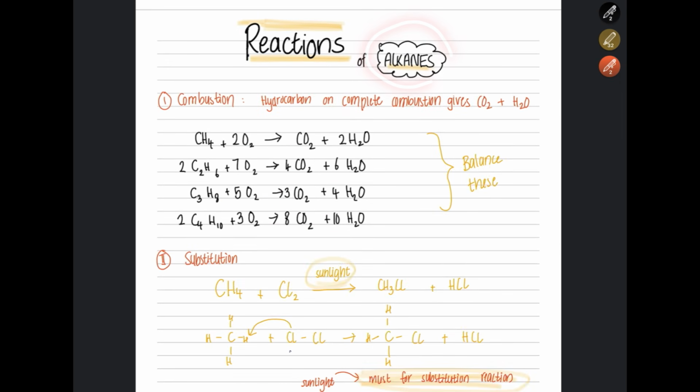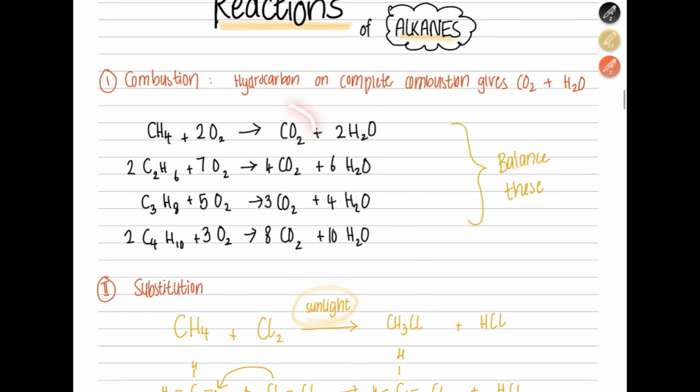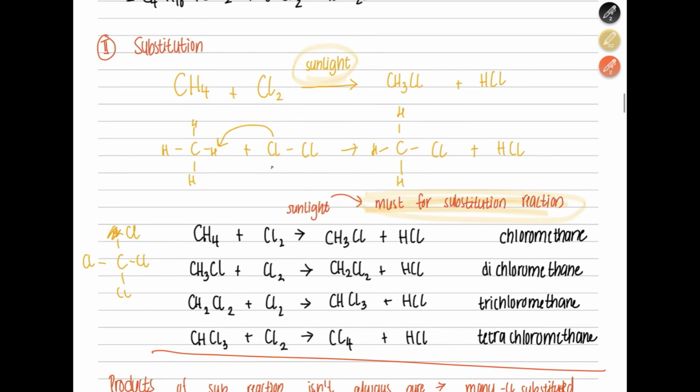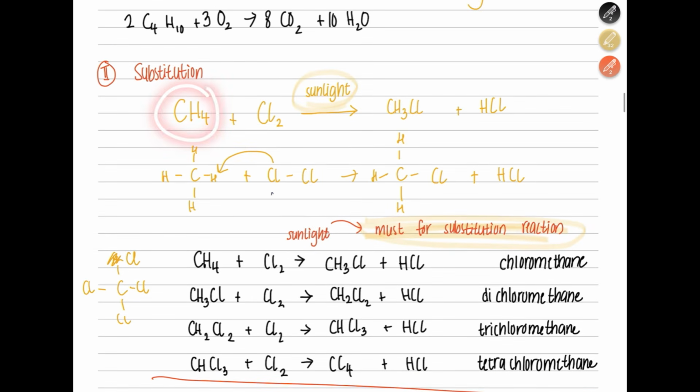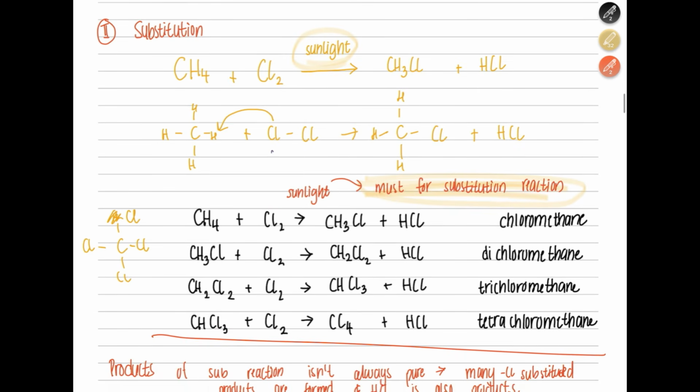Now let's discuss the reactions of alkanes. The first one is combustion. A hydrocarbon on complete combustion gives carbon dioxide and water. You can look at these. You're getting carbon dioxide and water only. Then you also have substitution. For example, methane plus chlorine in the presence of sunlight is going to give us chloromethane and hydrogen chloride gas. You need to have sunlight. Sunlight is a must for chemical reaction.